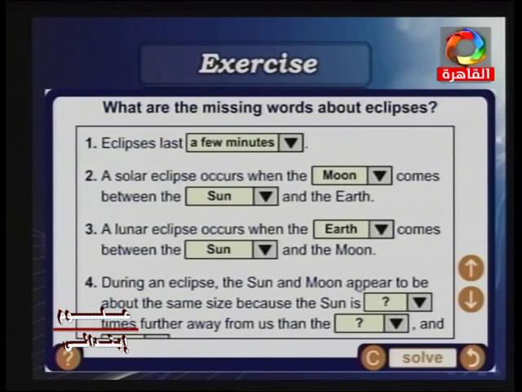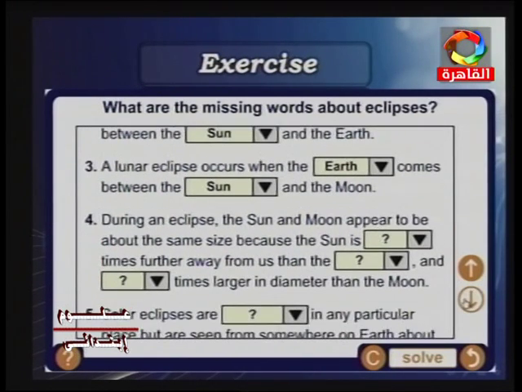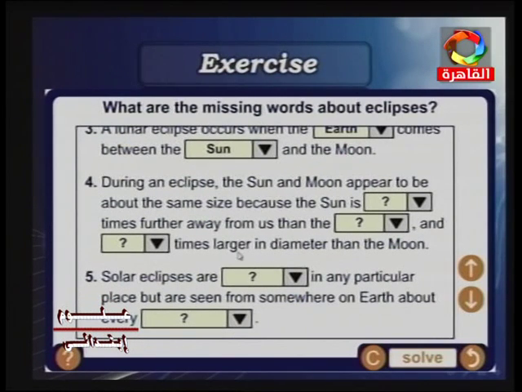Number 4: during an eclipse, the sun and moon appear to be about the same size, because the sun is about 400 times farther away from us than the moon, and the sun's diameter is about 400 times larger than the diameter of the moon.